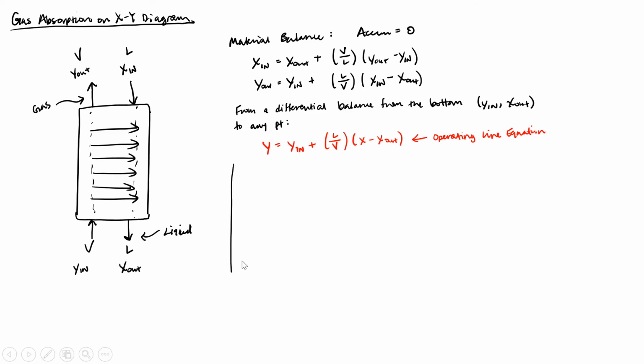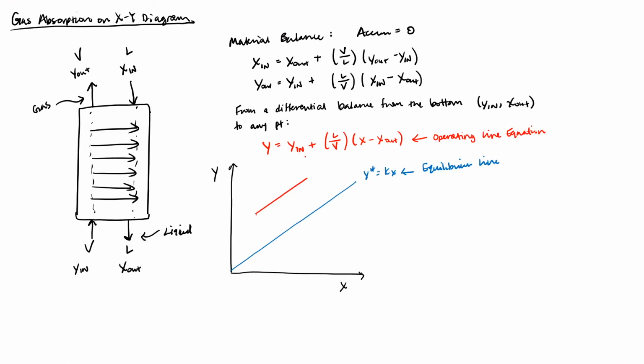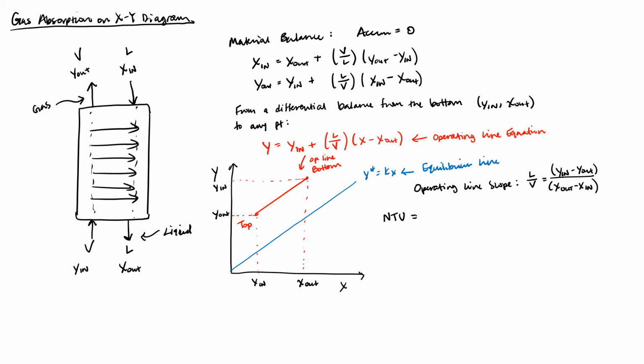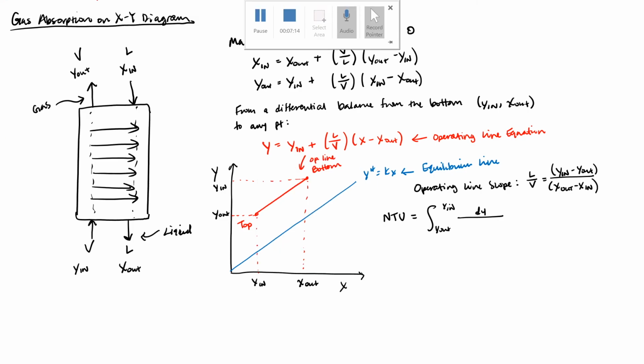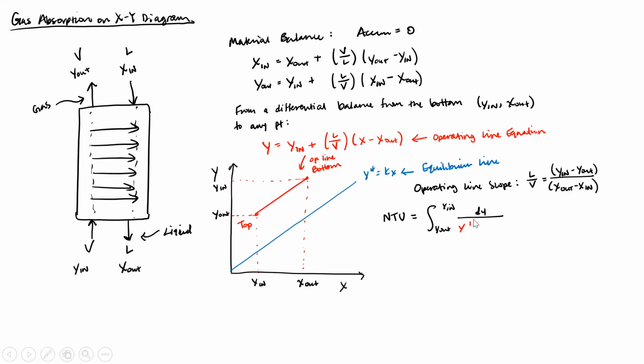If you plot the equilibrium line and the operating line on an xy graph, you can obtain the figure shown here where the slope of the operating line is L over V. If you recall that an NTU can be expressed as this integral, you see that the denominator, y minus y star, represents the separation driving force, where y is the mole fraction on the operating line and y star is the mole fraction on the equilibrium line.